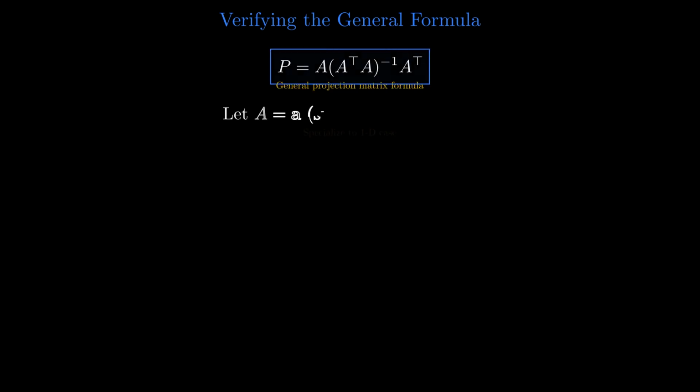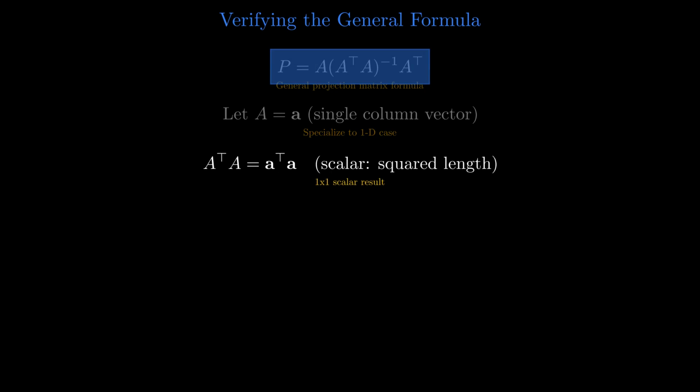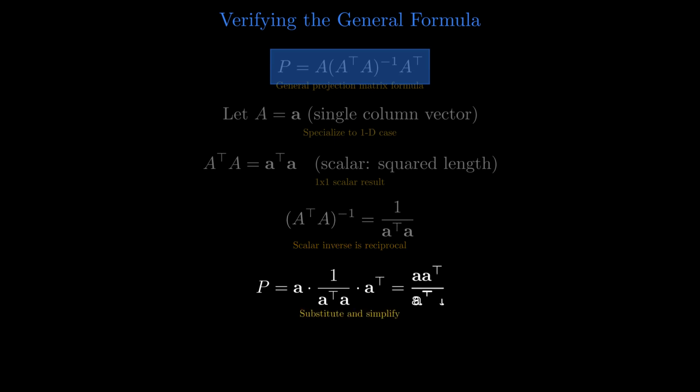Let's verify that this general formula reduces to what we already know. Set A equal to a single column vector A, then A transpose A becomes the scalar A transpose A, which is just the squared length of the vector. Since it's a scalar, its inverse is simply 1 over A transpose A. Now substitute into the projection matrix formula.